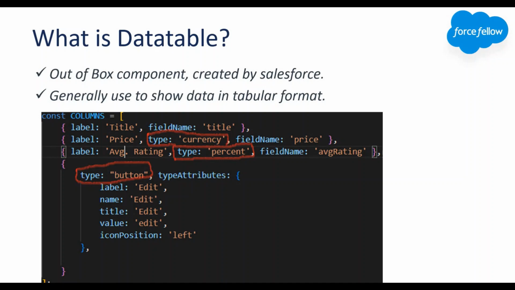Okay. Or another example, let's say you want to show a button in a column. Then if you set button value in the type property, data table will render that column cell with a button. Okay. So simply, if you want to show data in a particular format in data table, then we can configure that in the type property with each column.